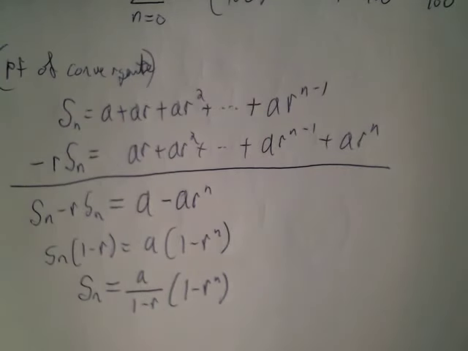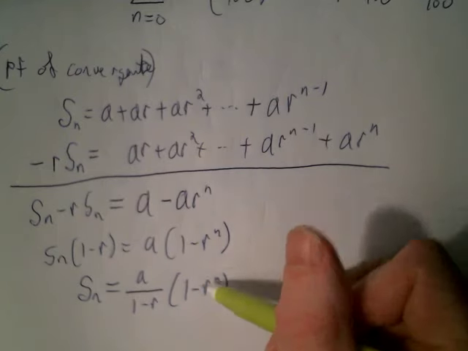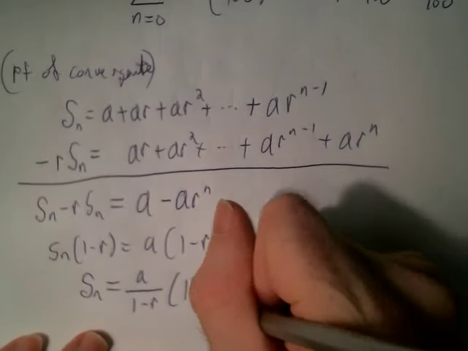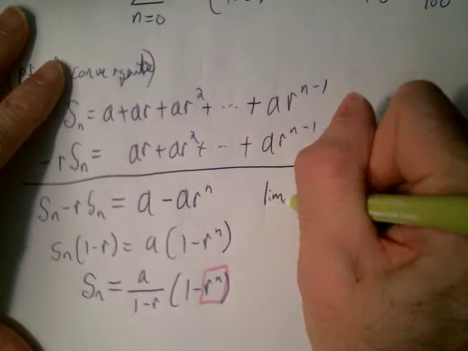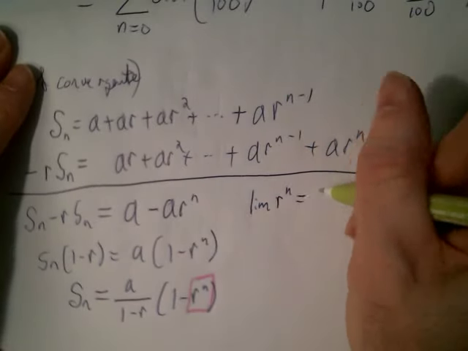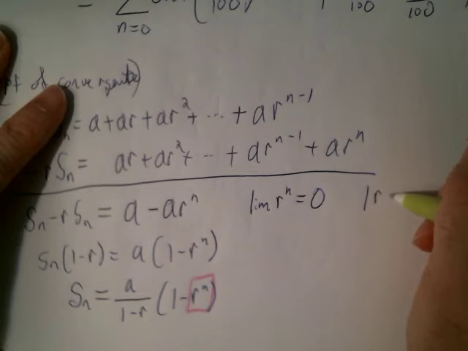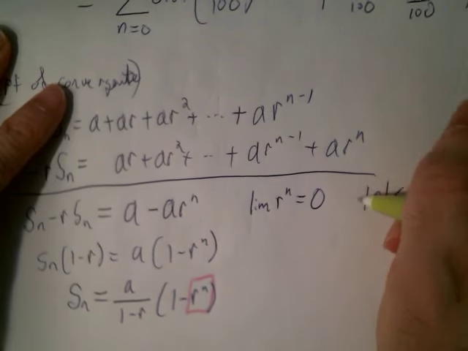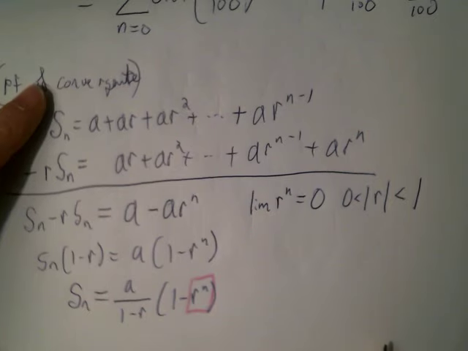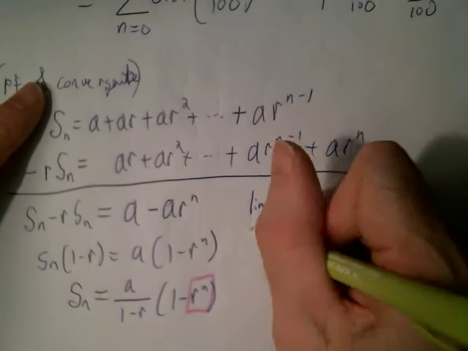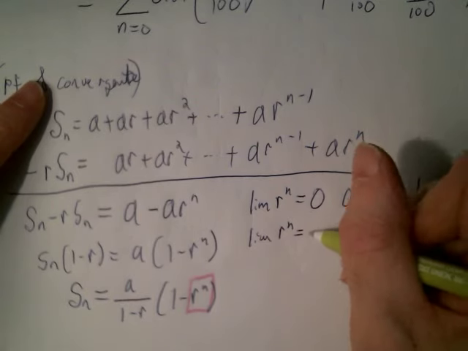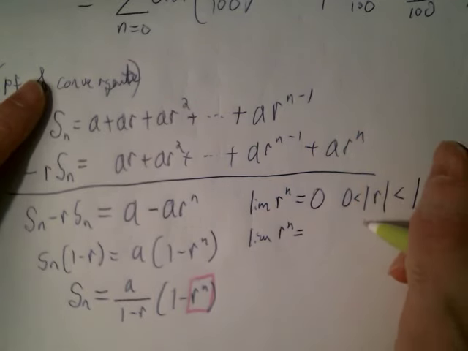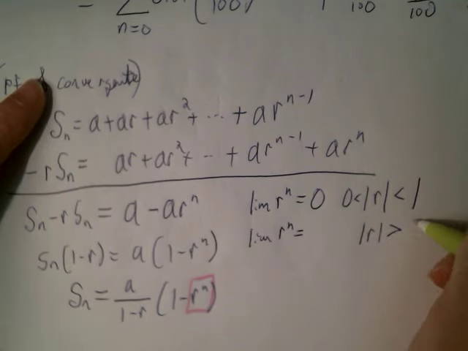So the limit as n goes to infinity of this thing is solely dependent on the behavior of this one term here. It's the only term that depends on n. And note, the limit of r to the n will equal 0 when the absolute value of r is less than 1 but greater than 0. In other words, it's convergent in this case. And then the limit as n goes to infinity of r to the n will be plus or minus infinity if the absolute value of r is greater than 1.